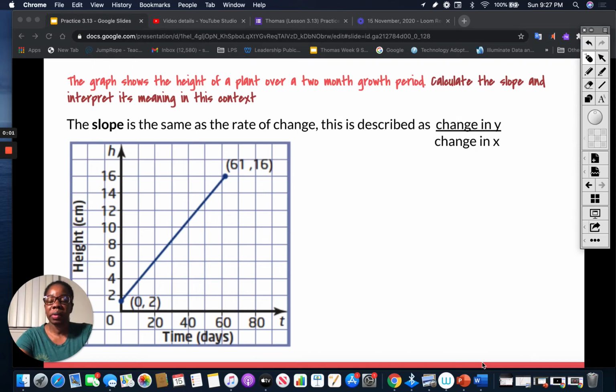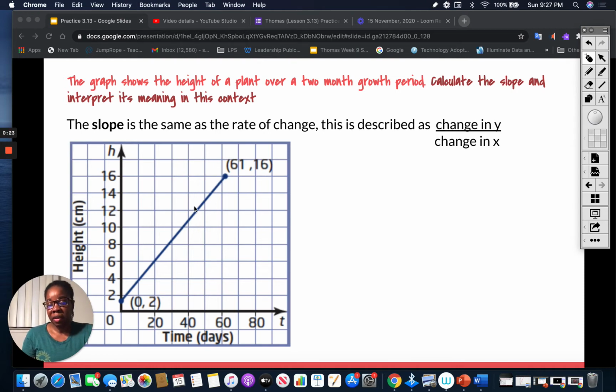All right, so this question says the graph shows the height of a plant over a 2-month growth period. We are to calculate the slope and interpret its meaning in this context. So remember, we know that slope is the same as rate of change, and this is described as change in y over change in x.